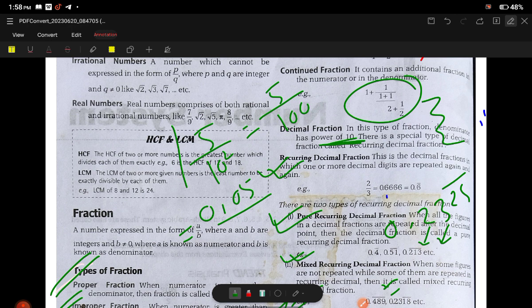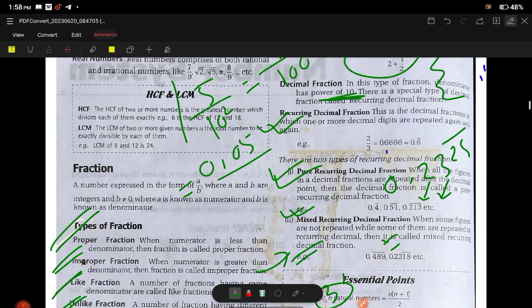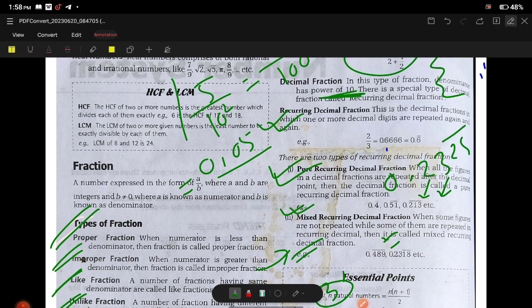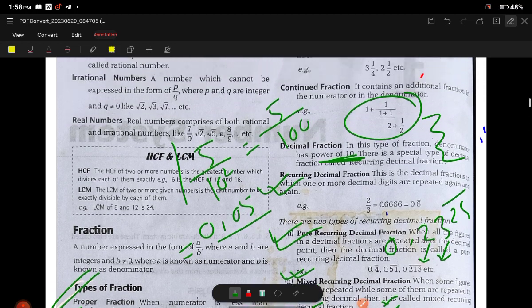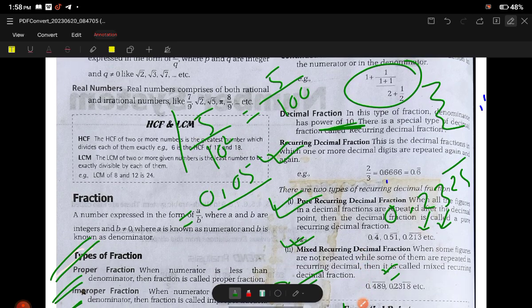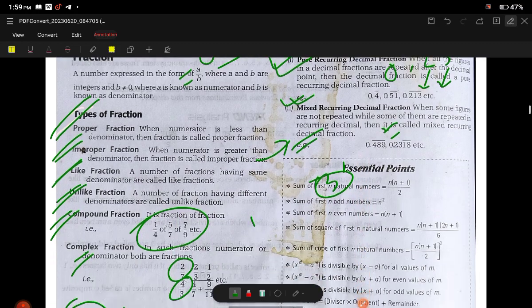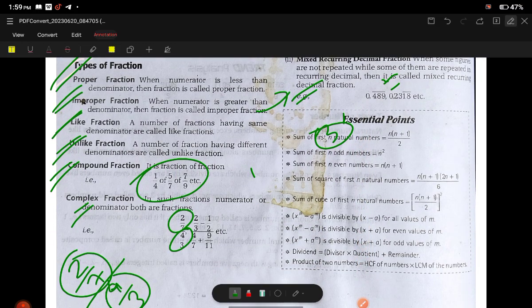Then there is the vulgar fraction. Vulgar fraction means the denominator is not in the form of 10. If the denominator is other than 10 or an exponential form of 10, then it is called a vulgar fraction. Any fraction whose denominator is not 10 or a power of 10 is called a vulgar fraction. So this is all about the basic concept of numbers.